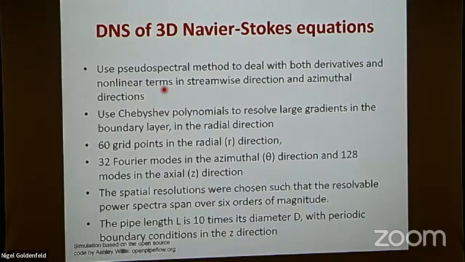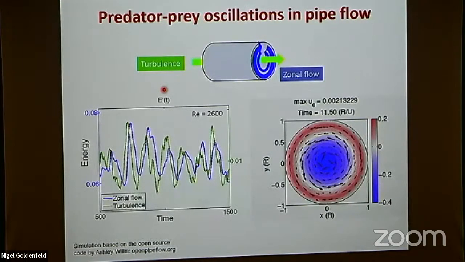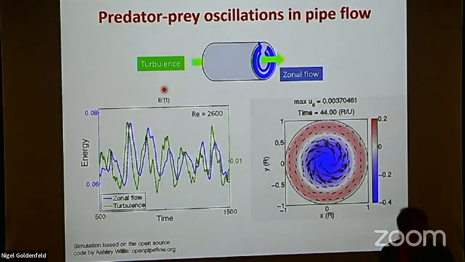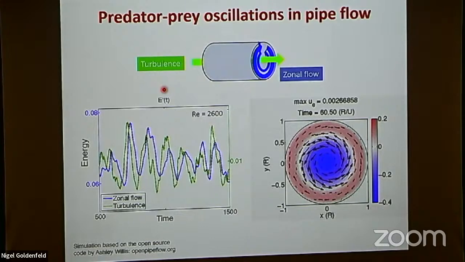So what we did was we did the DNS of 3D Navier-Stokes using Ashley Willis's open pipe flow code. There's some details here, but don't worry about it. What we found was this. We did the simulations, looked at the data, hunted around, and eventually we discovered this.